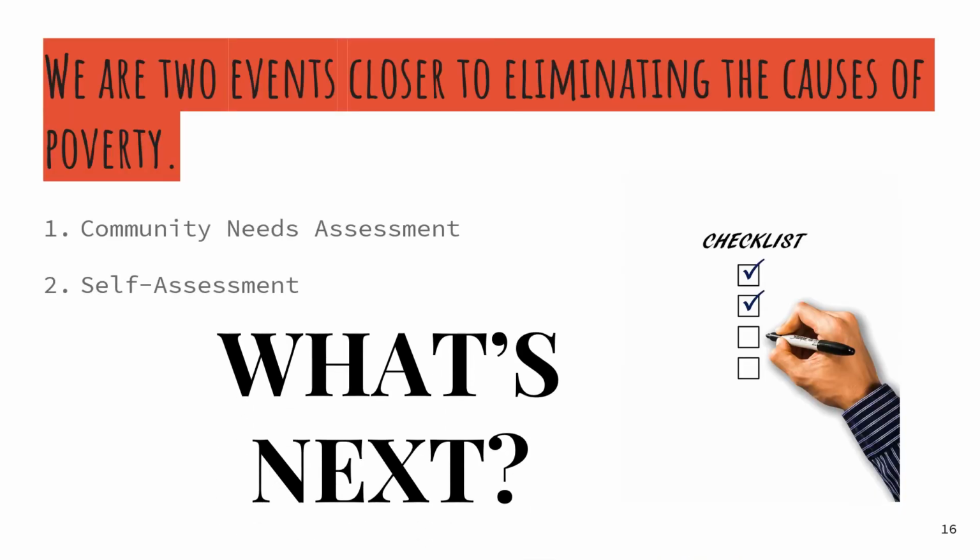We are now 2 events closer to eliminating the causes of poverty. We've conducted our community needs assessment, and we have our self-assessment results. So what's next?